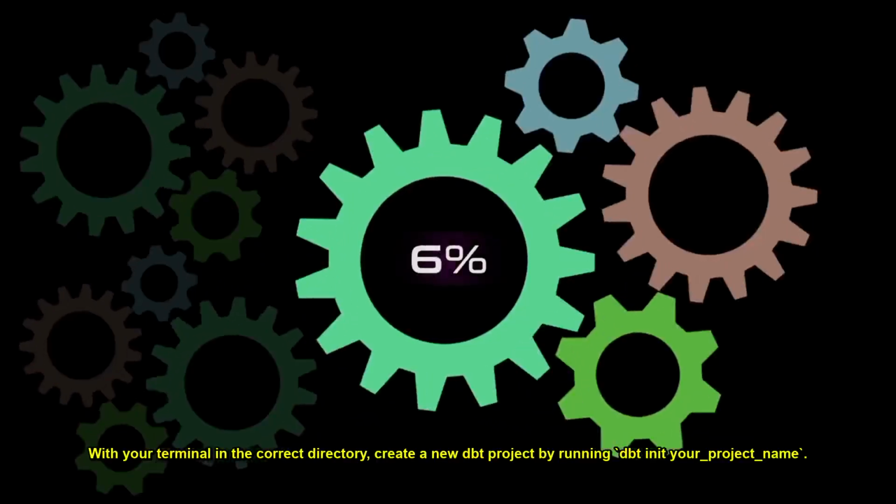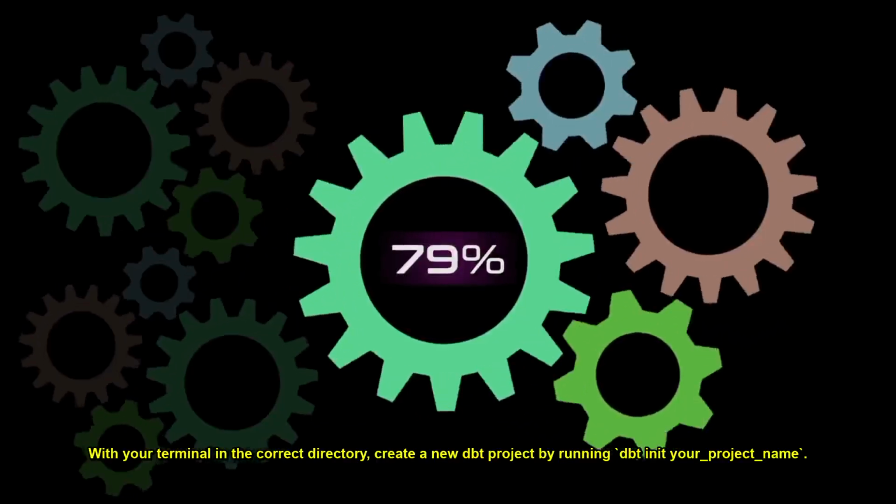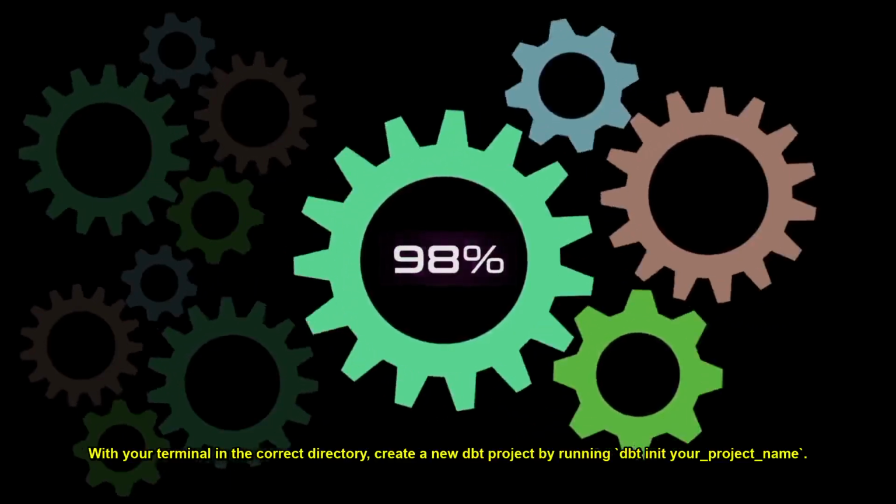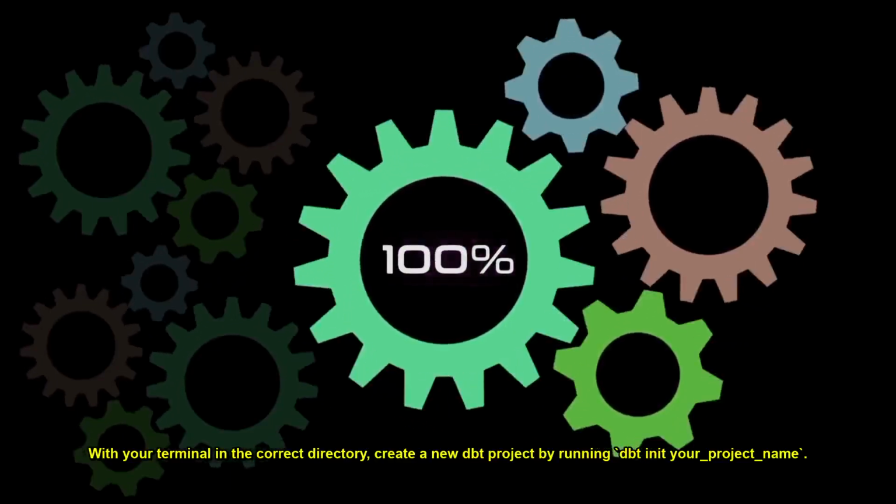Now, create a new directory for your dbt project. Navigate to the new directory by using the command cd your_project_directory. With your terminal in the correct directory, create a new dbt project by running dbt init your_project_name. This command will generate the necessary files and folder structure for your dbt project. Change into the newly created project directory using cd your_project_name.